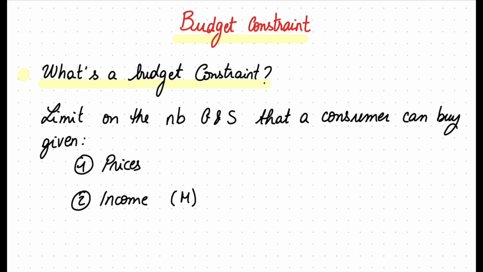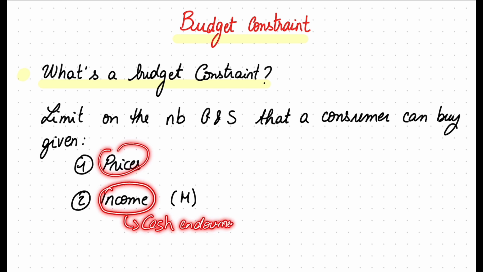Today we're going to be discussing a really important topic in microeconomics, which is the budget constraint. So let's get started. So what is a budget constraint? Well, it is a limit, a constraint on the number of goods and services that you as a consumer can buy, given two things. So, given the prices of those goods and given your income, or the money that you have, your cash endowment.